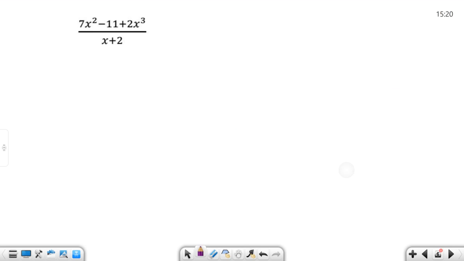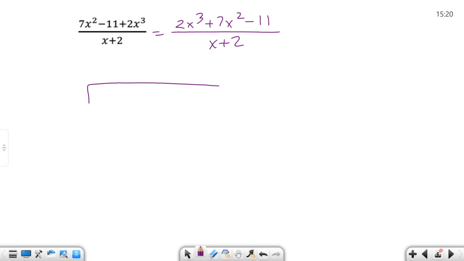Not only is it not in descending order, but it also is missing something. It has x cubed, it has x squared, but then it has no x's. So let's rewrite this as 2x to the third plus 7x squared minus 11 over x plus 2. So when I come down here in my house to do this, I have the 2x to the third. I have the plus 7x squared. I'm going to leave space for my x's and then minus 11, and then x plus 2.